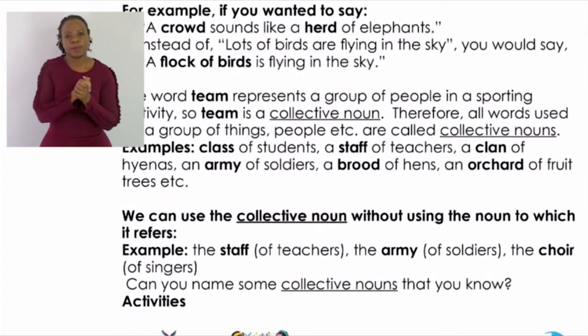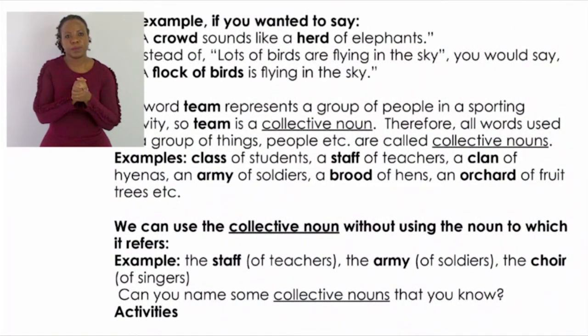Now, before we move on to the next page, I would like you to name a collective noun that you know.